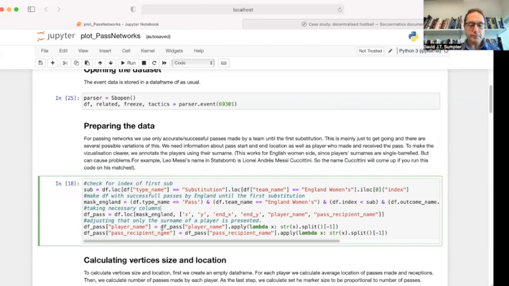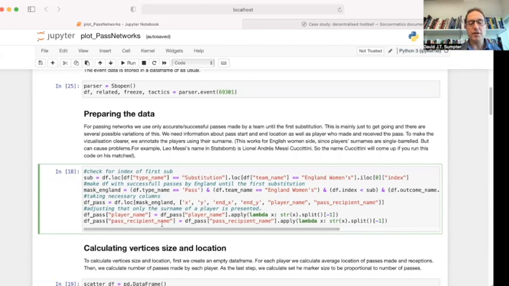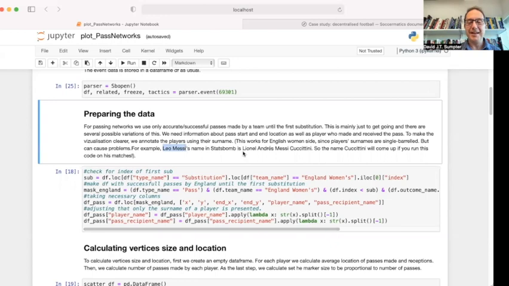And then we want to do a little bit of adjusting, only for the surname. We want to just do the surname. And Alexander, who wrote this code, put a little example here that this can lead to a few problems when you're presenting these types of networks. Because, for example, Leo Messi's name is, I don't think I'd dare to pronounce it, it's Lionel Andreas Messi Cuccittini. And yeah, that's not really the name that you'll recognize if you see it in a passing network for Barcelona.